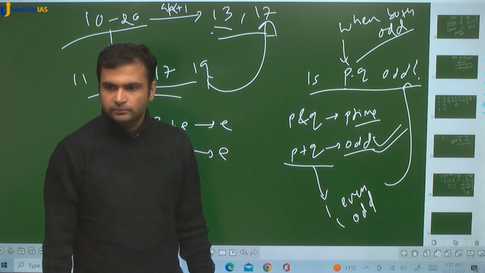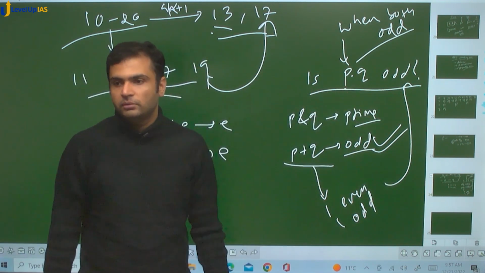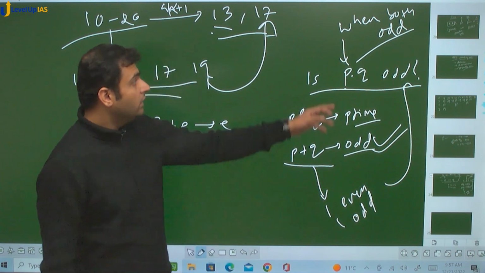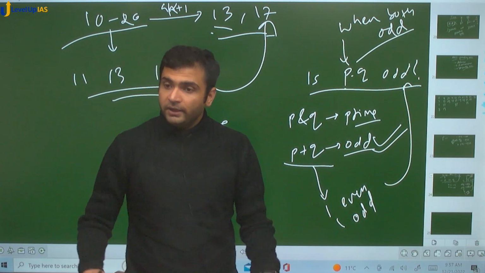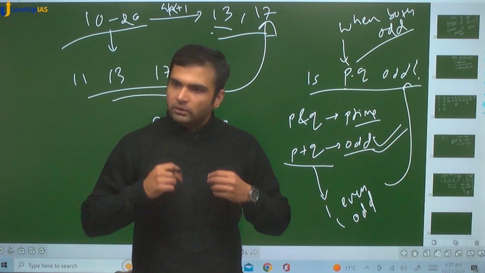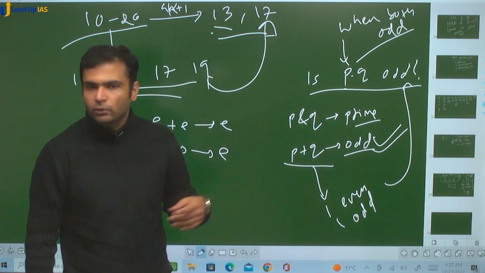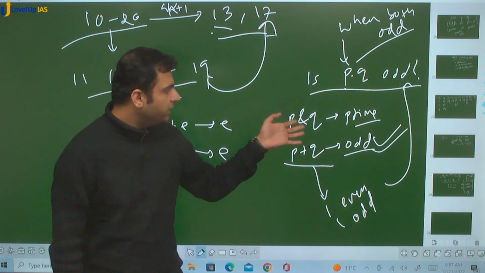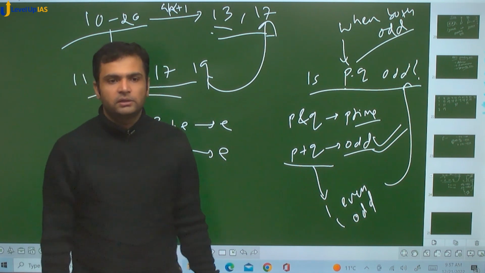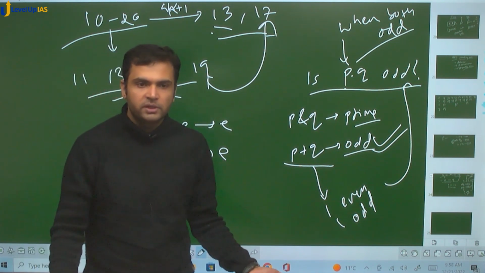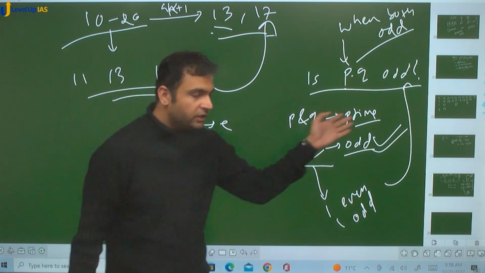Clear? Firstly, we asked ourselves, what do I need to answer this question. Is PQ odd or not? I need to know if both are odd or one of them is even. I need to know that information definitively. Any which information I get, that is sufficient for me. From the first statement, I could not gather that information, because if P and Q both are prime, I cannot definitively say that one is even and another is odd, or both are odd. Both are possibilities, because there are odd prime numbers and there is an even prime number as well. So I cannot conclude anything from the first statement.